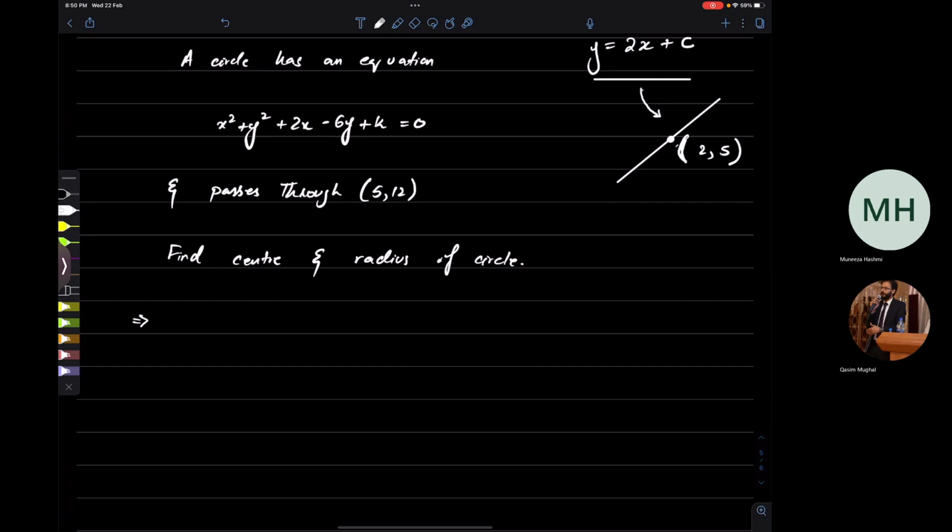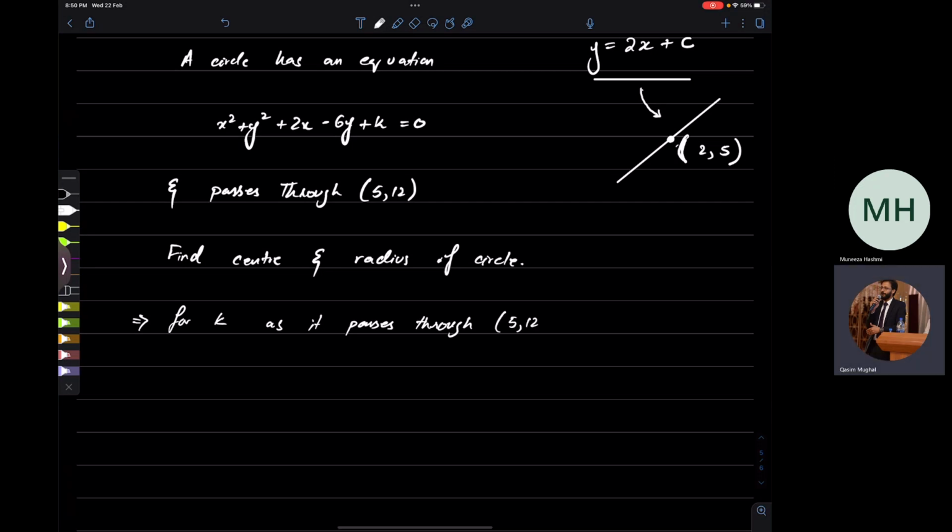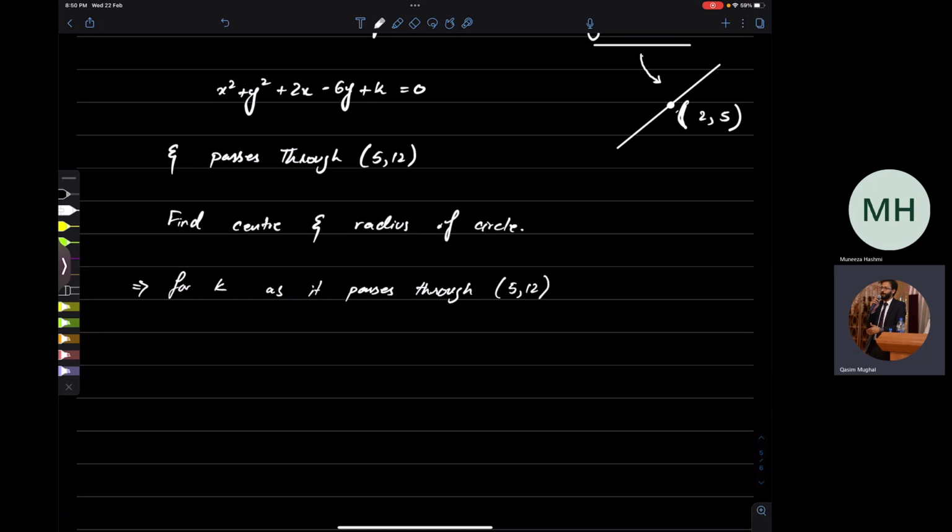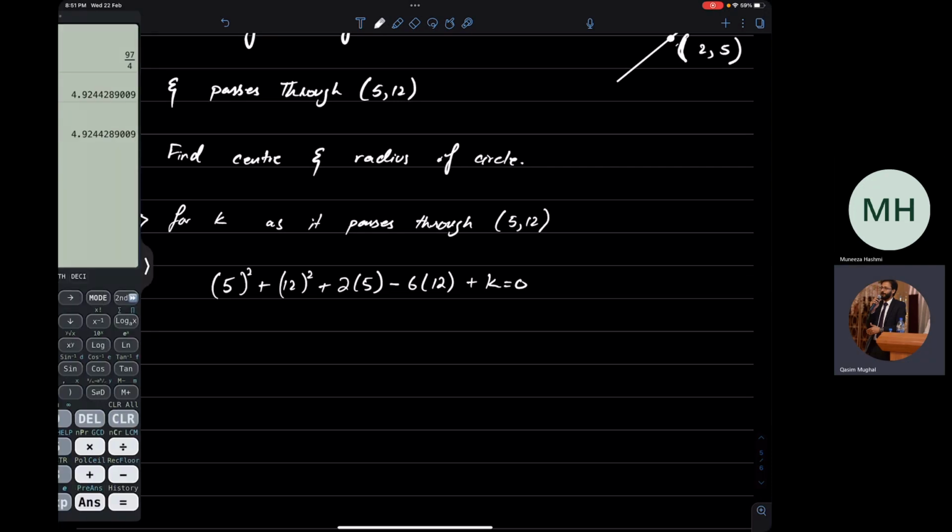So for k, as it passes through 5 and 12, I'm going to substitute that into the equation. So it's going to be 5 squared plus 12 squared plus 2 times 5 minus 6 times 12 and plus k equals to 0. Now let's just work this out.